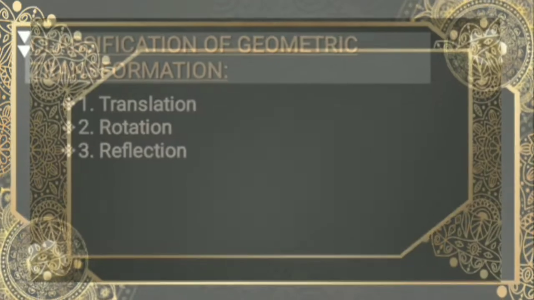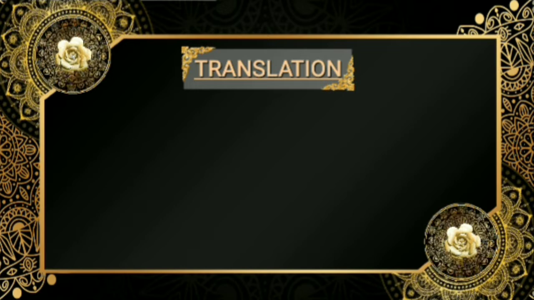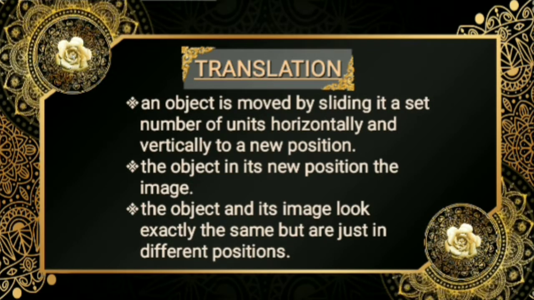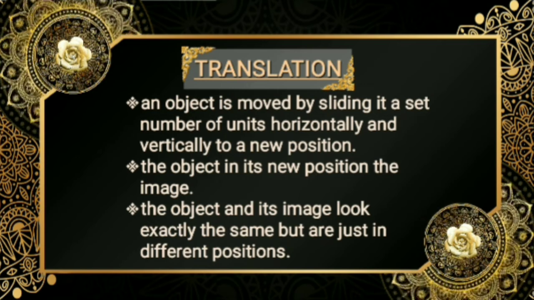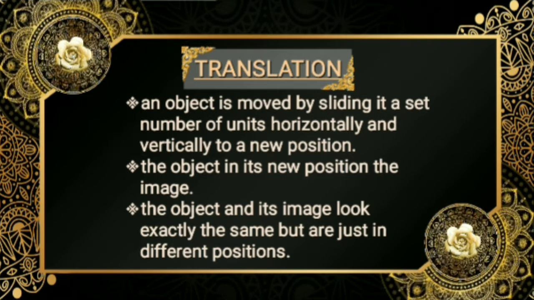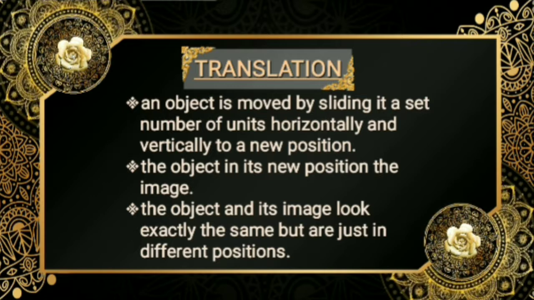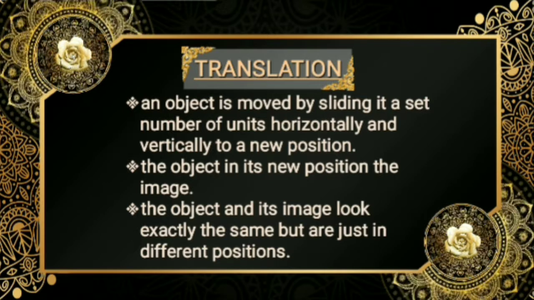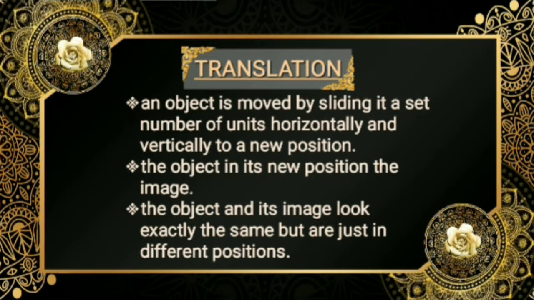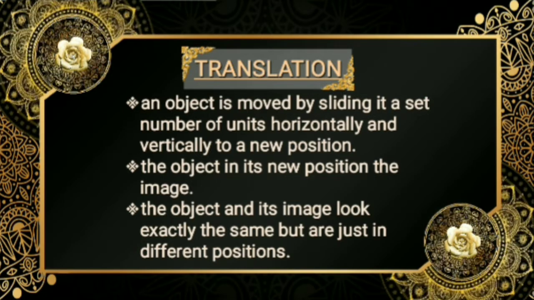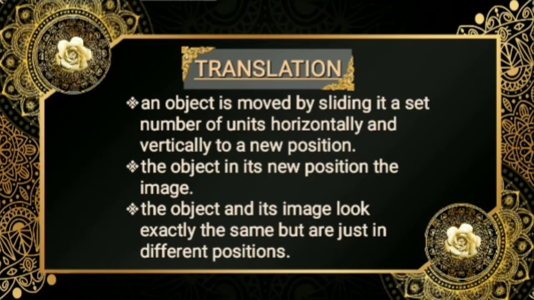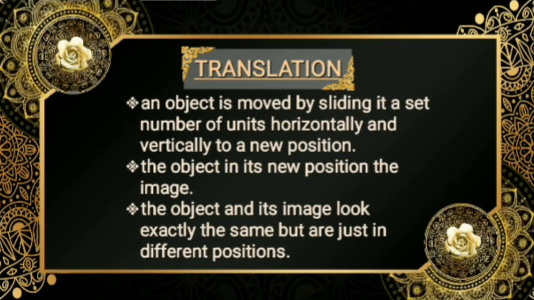Going back, the first classification is called translation. When you translate an object in the plane, you slide it around. A translation in the plane is an isometry that moves every point in the plane a fixed distance in a fixed direction. We can move the object by sliding it a set number of units horizontally and vertically to a new position. Again, you don't flip it, turn it, twist it, or bop it. In fact, with translations, if you know where one point goes, you know where they all go.